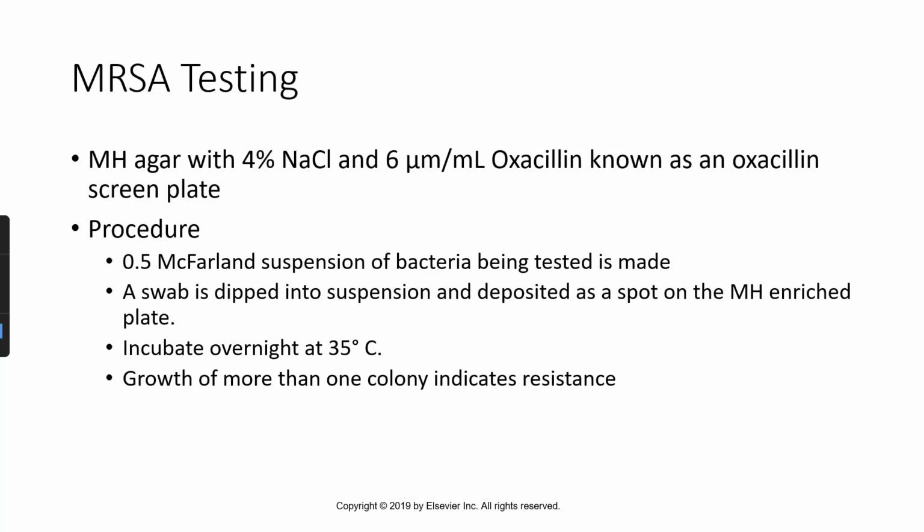So for MRSA testing, we would use Mueller-Hinton agar with 4% sodium chloride and 6 micrograms per mL oxacillin, known as oxacillin screen plate. So you would get a 0.5 McFarland standard, you swab it and make a lawn, incubate it, and if you see more than one colony growing, then we know that we have MRSA.